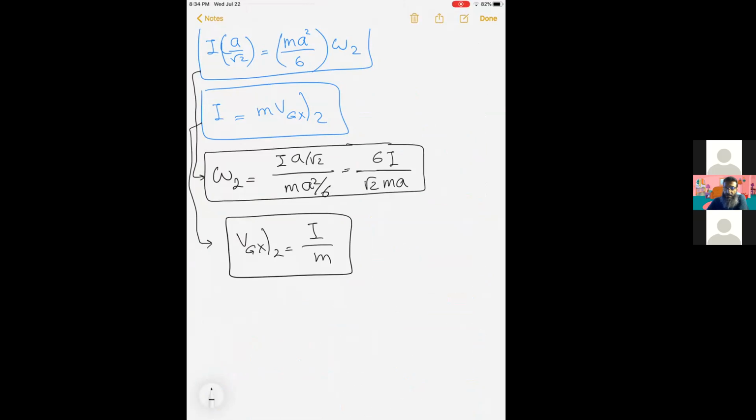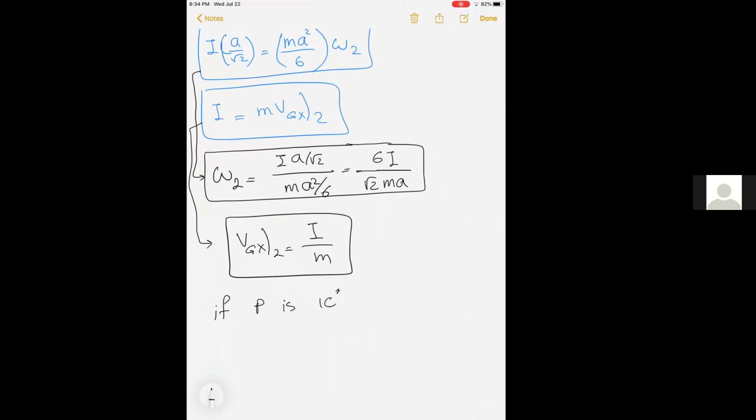Any suggestion? Do you take VG divided by omega? Yeah, so if P is IC, then VG is going to be R_GIC times omega. So you're going to go 2 and 2, right?